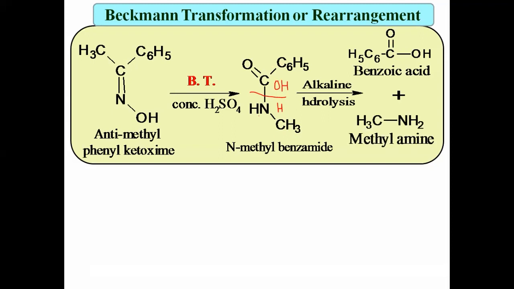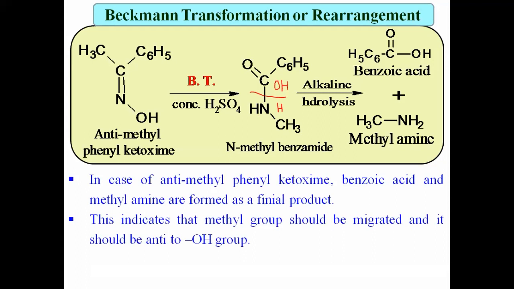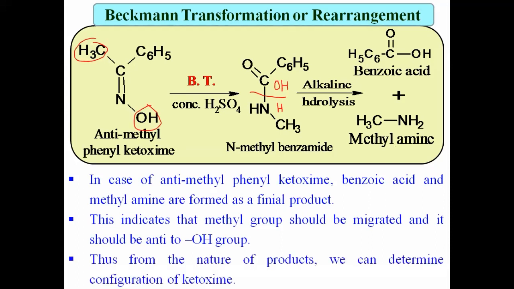Thus the primary amine has a methyl group. In the final product, the primary amine has a methyl group. This indicates that the methyl group should have migrated and that the methyl group should be present on the opposite side of OH. And thus, from the nature of the product, we can determine the configuration of ketoxime. And this is a very, very important reaction, Beckmann's transformation or Beckmann's rearrangement reaction. And we are using this reaction just to determine the configuration of oxime, the configuration of ketoxime.